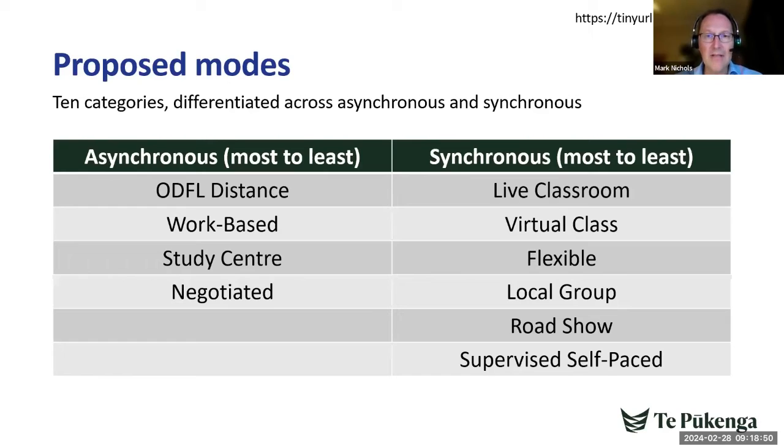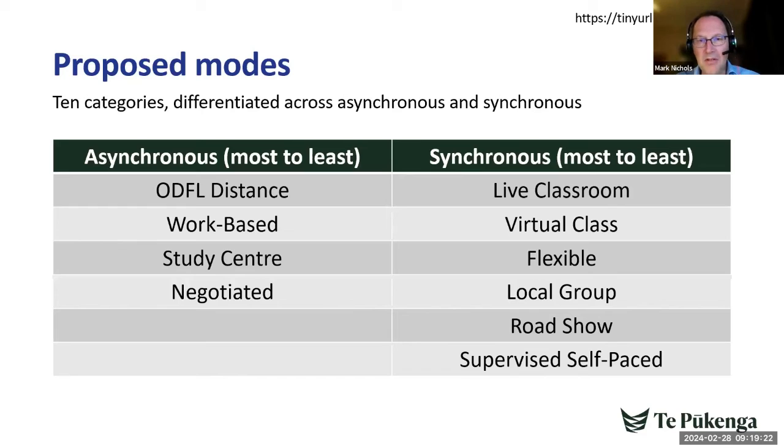So there's 2 categories, asynchronous and synchronous, and 10 modes. And you'll see that the names aren't always helpful, but they are discrete. 4 of these modes are asynchronous and 6 are synchronous. And in terms of most to most, ODFL distance is considered the most asynchronous and live classroom is the most synchronous. And you'll see also many terms here that you're likely already familiar with. We've tried to make use of existing terms as much as possible while staying true to what they broadly seem to mean.